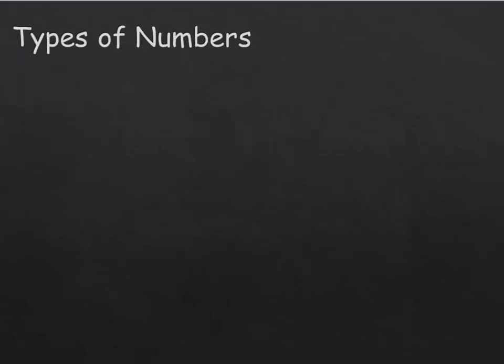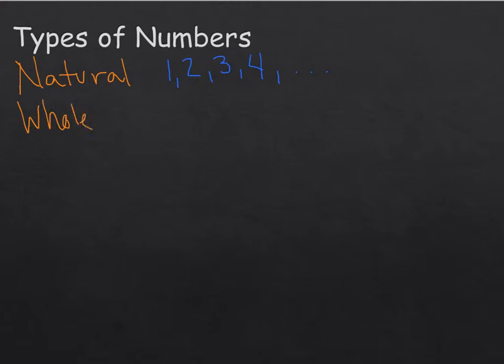Let's talk about types of numbers. The first type of number we have are called natural numbers. These numbers are like this: 1, 2, 3, 4, and so on, all the way up. The next type are whole numbers. The difference between natural numbers and whole numbers is that whole numbers include 0. And it keeps on going like that.